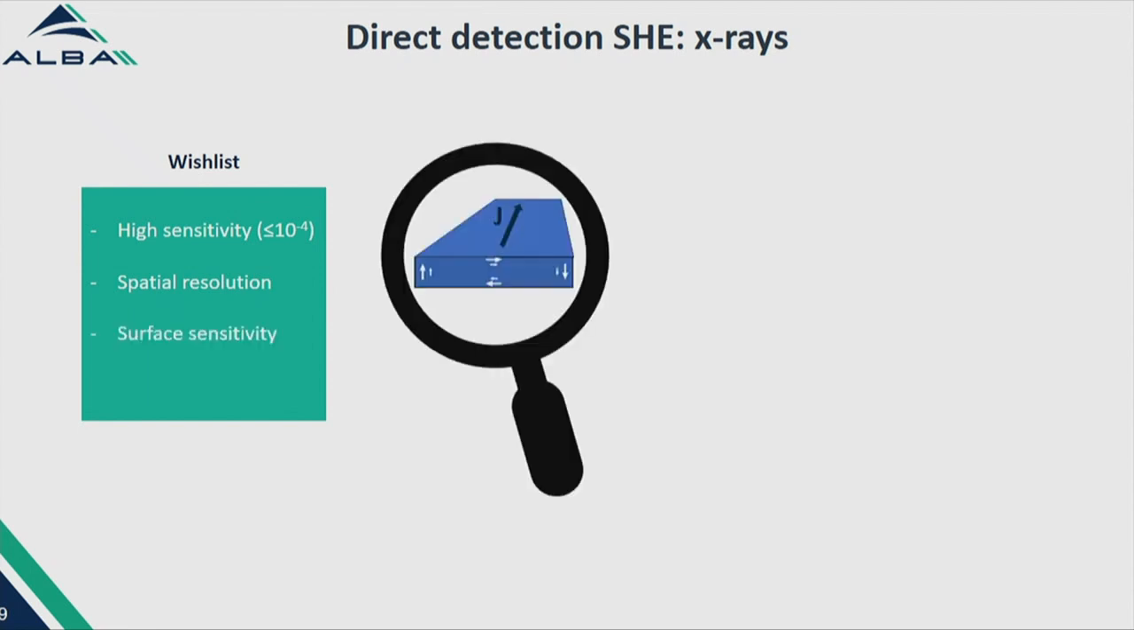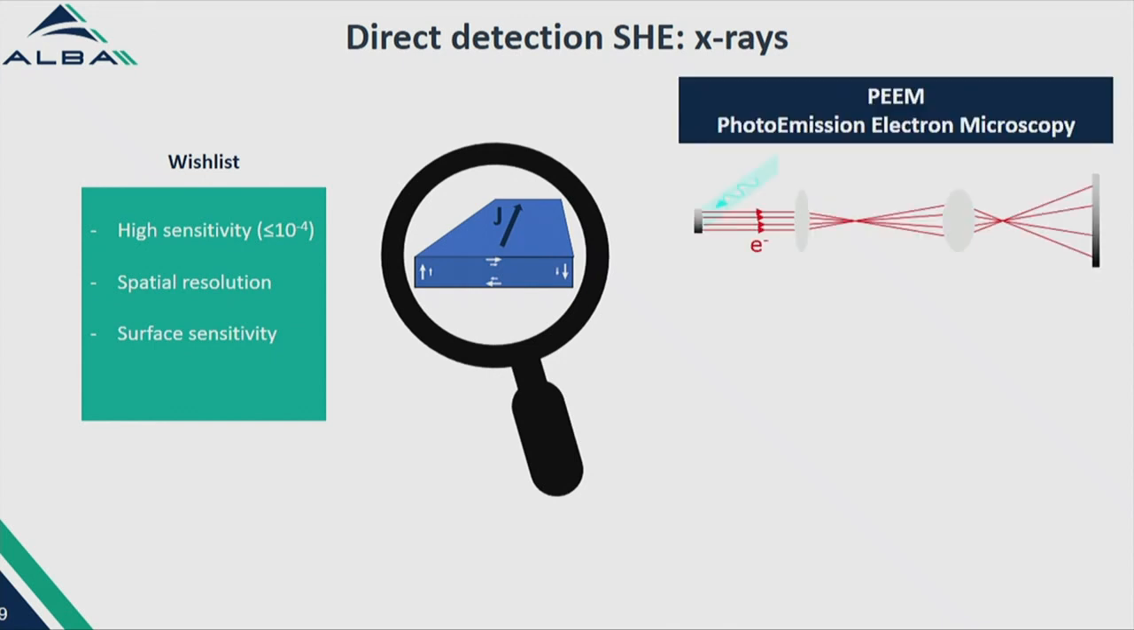And then if we look closely at the sketch from the previous slide, you see there is spin accumulation in all the edges, not only the lateral ones, also in the surface and the interface. So could we profit from the surface sensitivity of some of the synchrotron-related techniques? And this is where photoemission electron microscopy comes in. This is the method that I will show today that we have been using for this study.